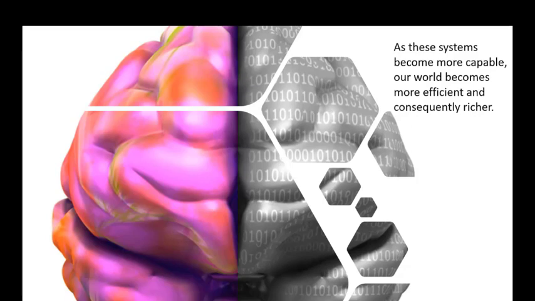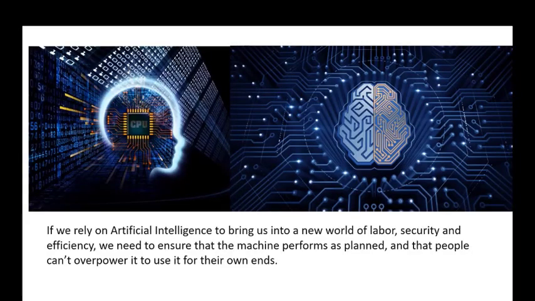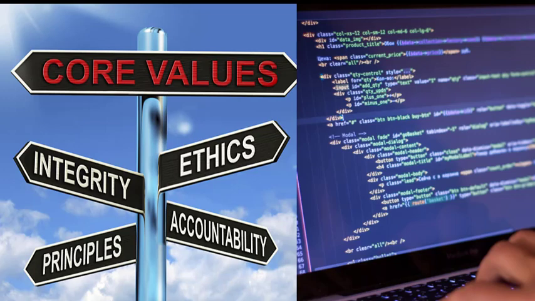As these systems become more capable, our world becomes more efficient and consequently richer. If we rely on artificial intelligence to bring us into the new world of labor, security, and efficiency, we need to ensure that the machine performs as planned, and that people can't overpower it to use it for their own needs. In other words, we have to consider the ethics of using artificial intelligence.